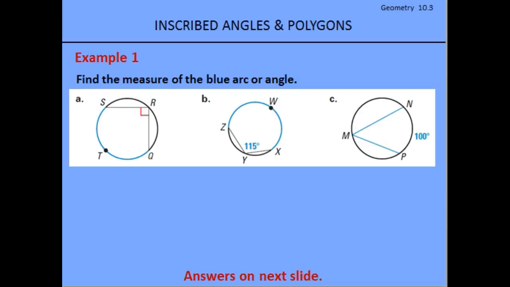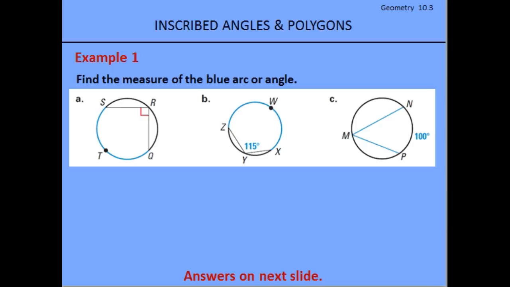So if we look at example 1, you should be able to do these. It should take no time at all. All you have to do is remember that the inscribed angle is half of the measure of the arc. So go ahead and find the measure of the blue arc or the angle, whichever is noted, and pause, and we'll check your answers in a moment.